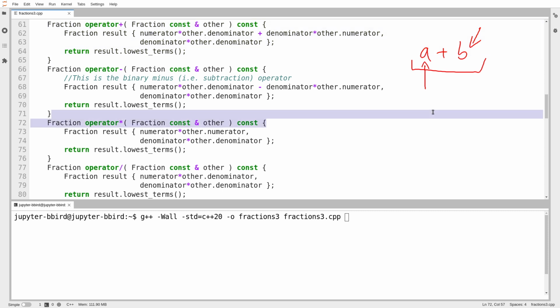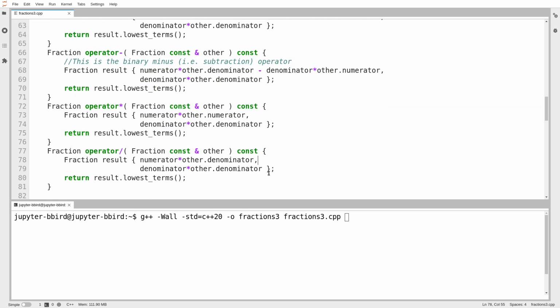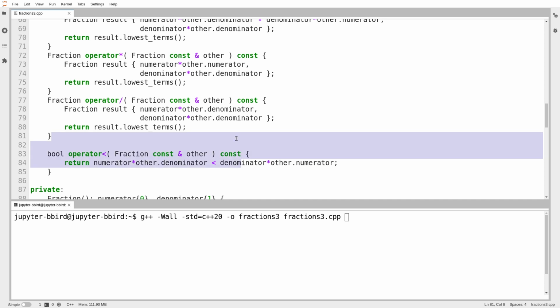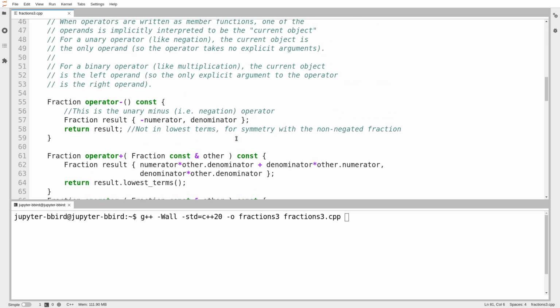That means the plus operator now takes only one explicit argument, the right-hand side of the plus. The left-hand side is always assumed to be the current object. So you can see I'm just using the members numerator and denominator. Then here are the minus, multiplication and division operators written in the same way. And there's my less than operator. See the previous video or its code for an explanation of how that works. One other thing to notice is that here I have written the negation operator.